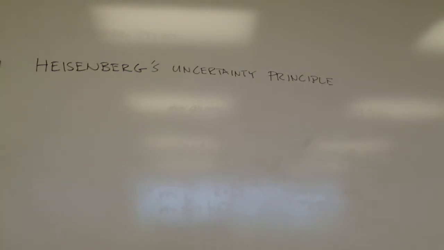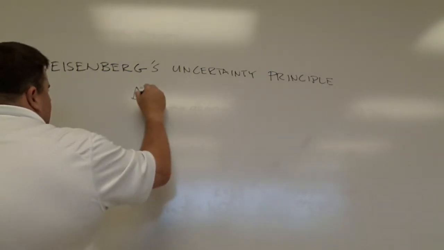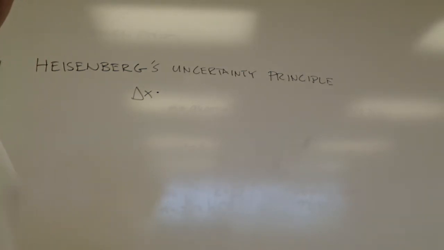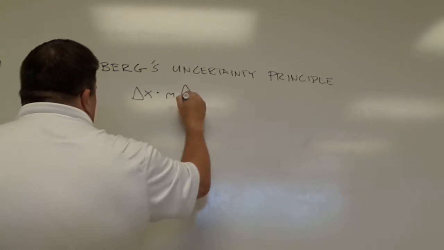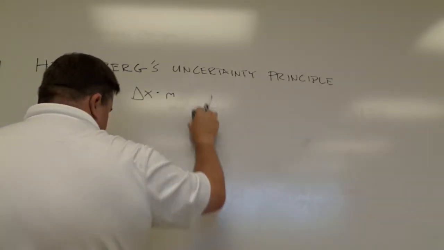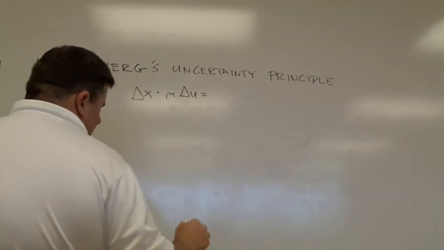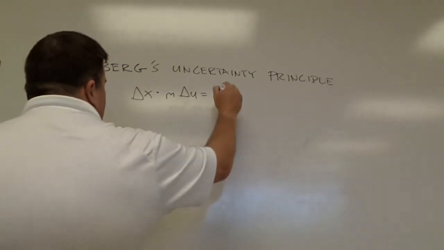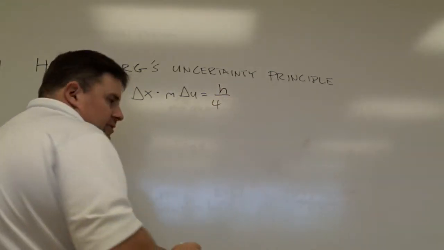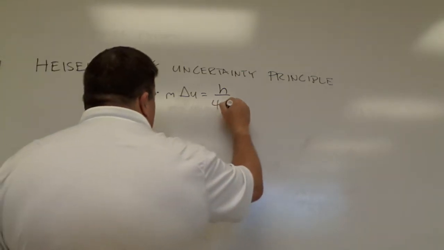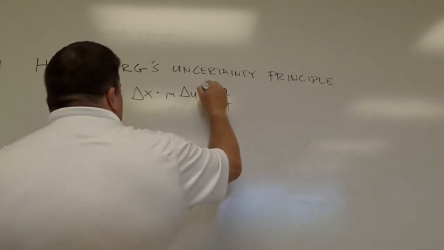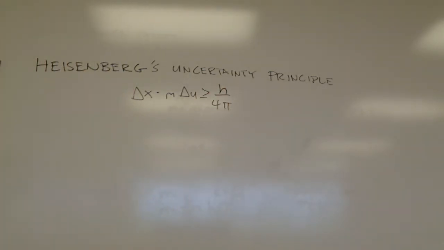Heisenberg's uncertainty principle deals with a lot of calculus, and basically boils down to this for any particle with mass: delta x times m delta u is not equal to, but is greater than or equal to, h over 4 times pi. Here's Planck's constant again, and we've got mass and the change in speed. And x here is the change in position.